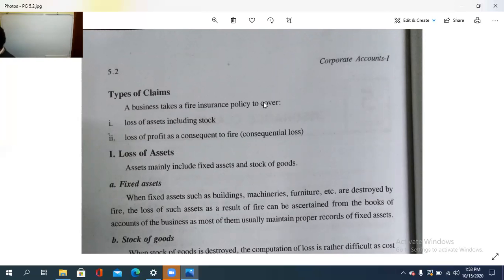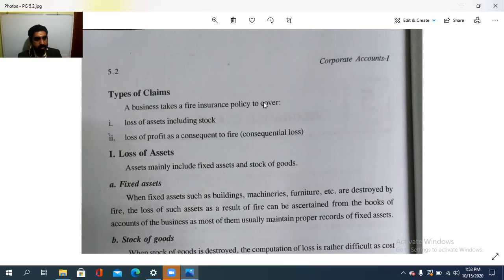അതിന്റെ എന്ത് നോക്കും? Insurance claim. Then loss of the profit as a consequence to the fire. ലാഭത്തിൽ എന്തുമാത്രം കുറവ് വന്നിട്ടുണ്ട് ഈ ഒരു ഫയർ കൊണ്ട്. Okay. So a business takes a fire insurance policy to cover what are the things?